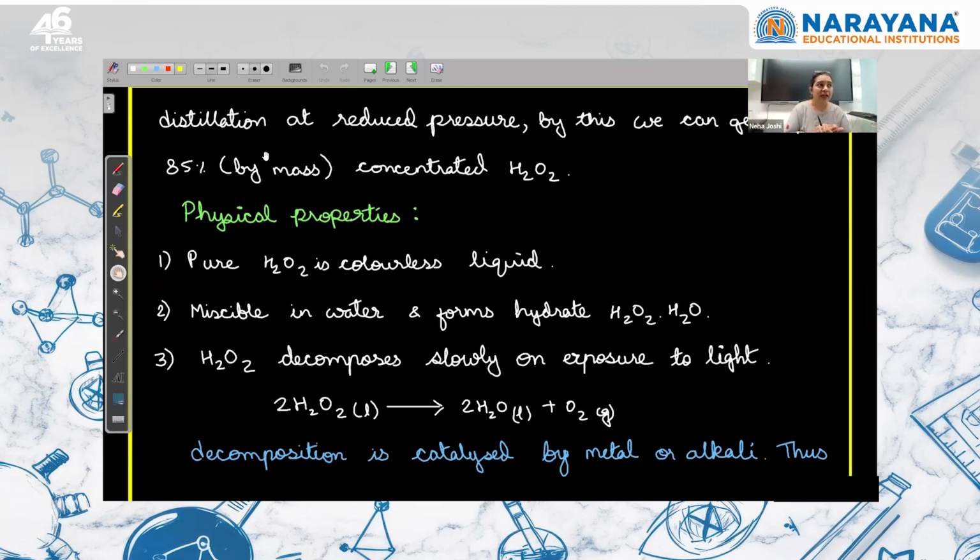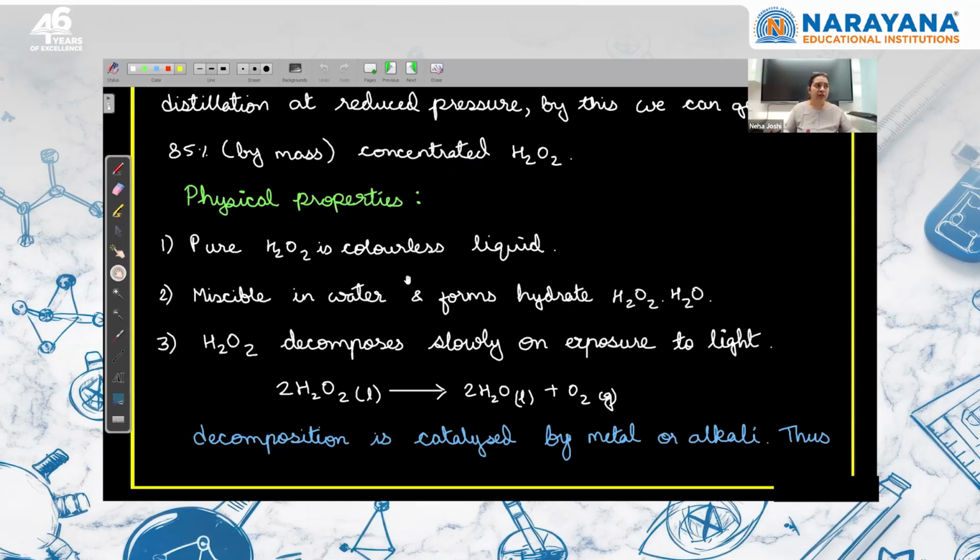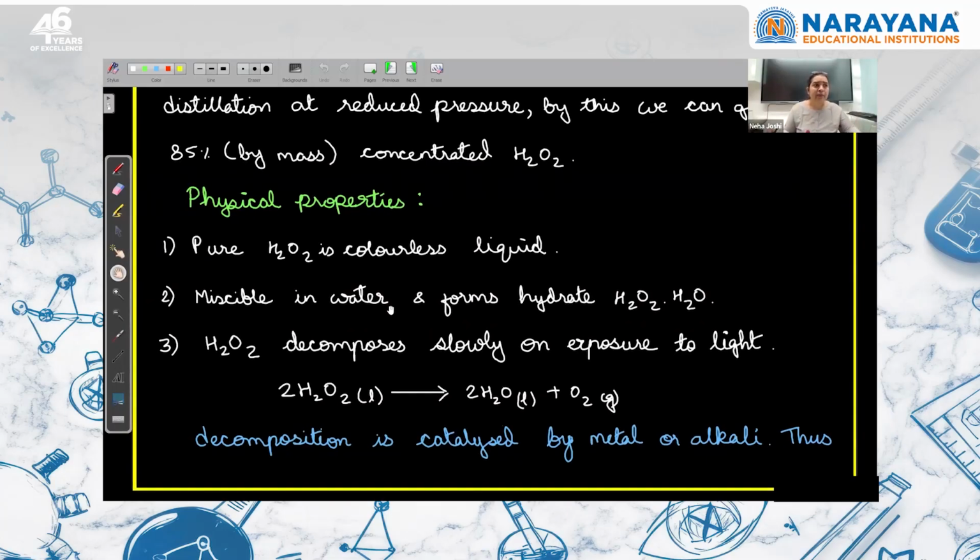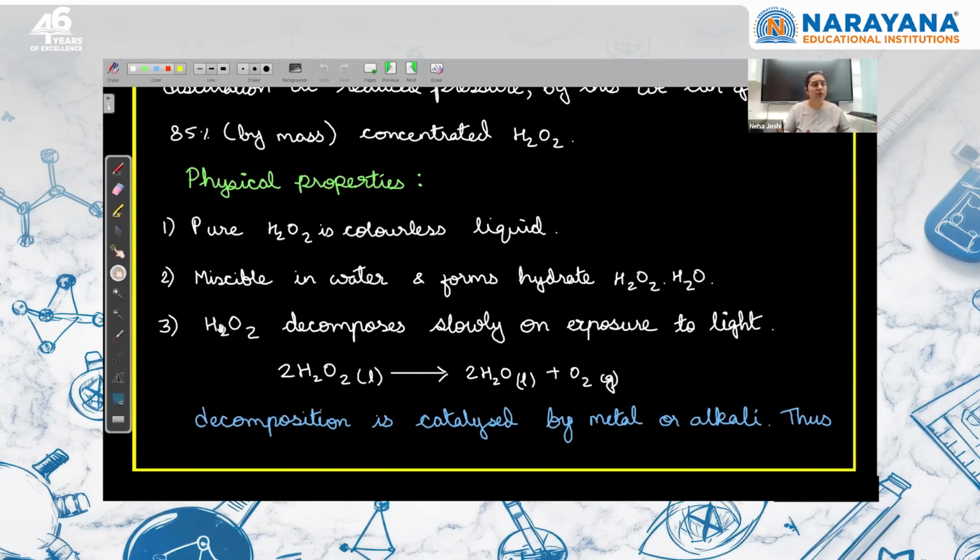We have to distill at reduced pressure. ठीक, अगर हम ऐसा करते हैं तो we can get up to 85% by mass concentrated H2O2 आपको मिल सकता है. That is very nice. But it entirely depends, do we want to go for this increase in concentration based on where we want to use. Okay, if we want to use as some medicinal importance or something where it high concentration is required, then only we do this. Otherwise, we don't want to add the cost.